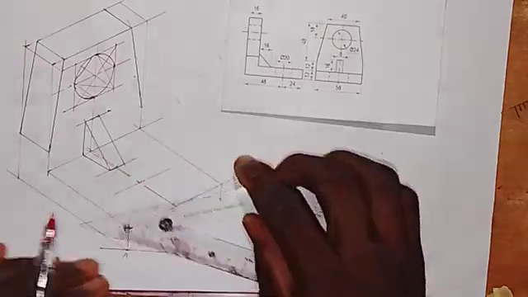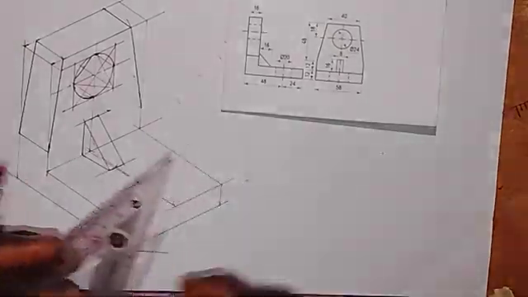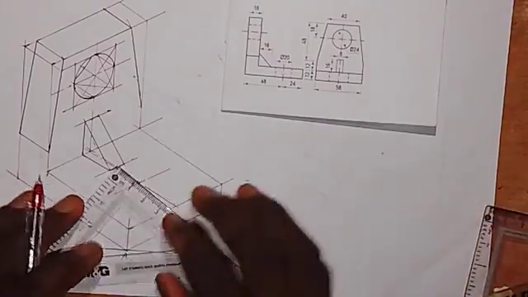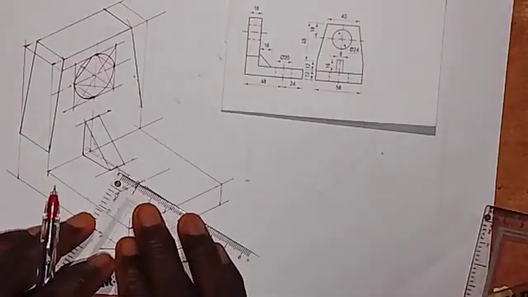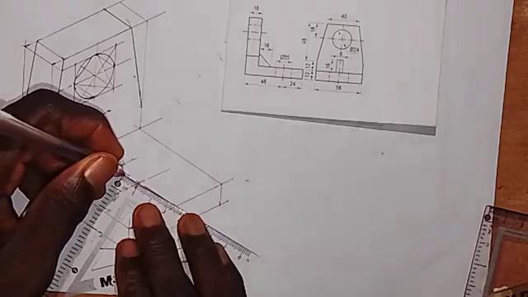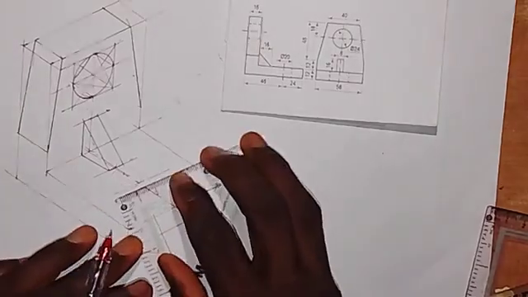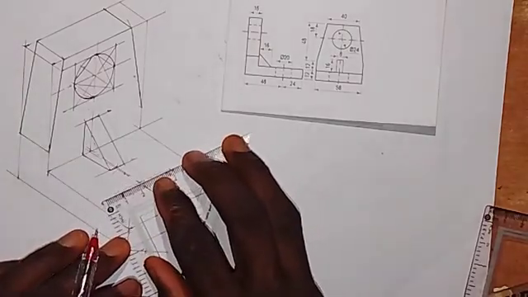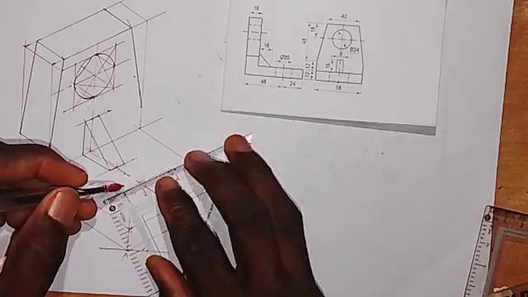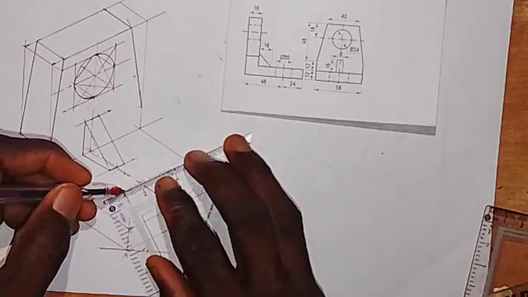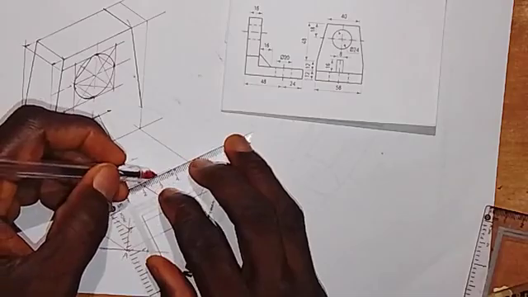Okay, then we are going to take a measurement. So that 20 by 2, that is 10. So we take 10 millimeters to this side. Okay, and then we take 10 millimeters to this side. Then coming to this point here, we also take 10 millimeters here. Okay, then we take 10 millimeters to this side.